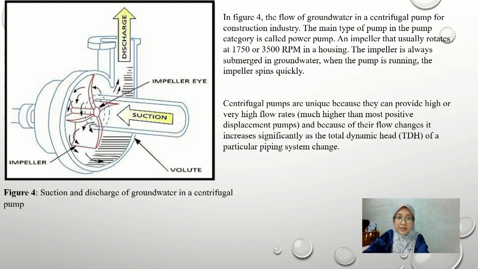The main type of pump in the pump category is called the power pump. An impeller that usually rotates at 1750 or 3500 rpm in a housing. The impeller is always submerged in groundwater. When the pump is running, the impeller spins quickly. The speed of the impeller to the liquid is converted to pressure energy or heat.